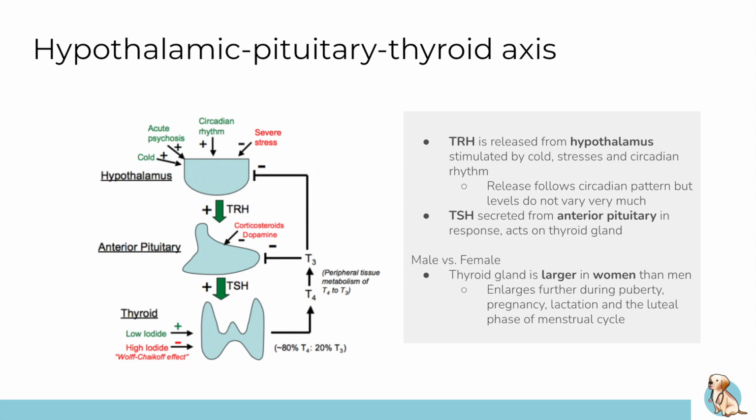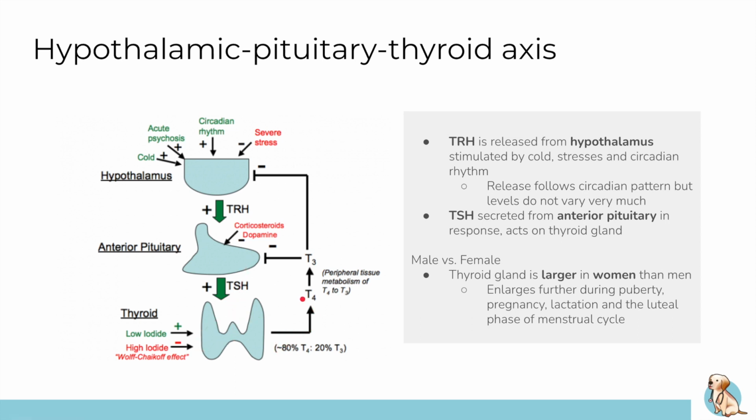Okay, the hypothalamic pituitary thyroid axis. So let's look at feedback loops in relation to thyroid hormones. So we start from the hypothalamus. The hypothalamus, when triggered, releases TRH, thyrotropin releasing hormone, which acts upon the anterior pituitary. This then releases thyroid stimulating hormone, TSH, which triggers the release of thyroid hormones from the thyroid, T3 and T4.